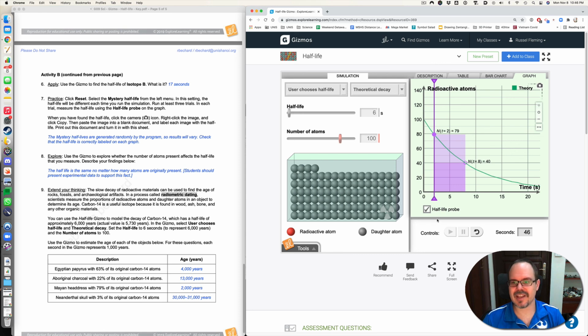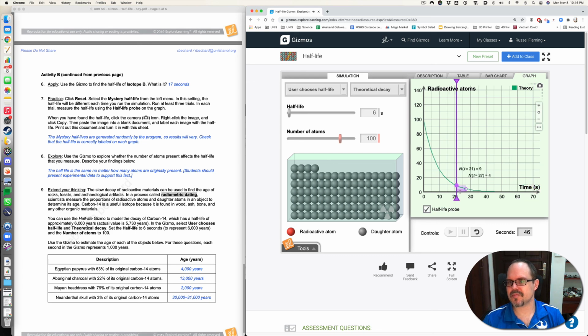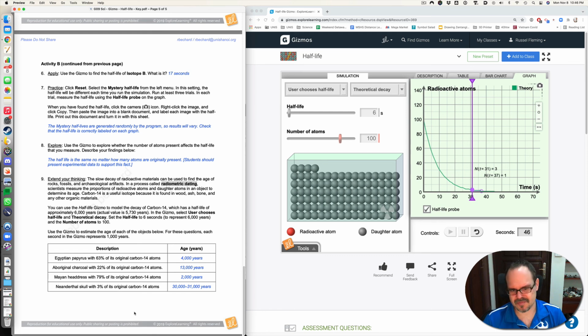With 3%. Oh, let me zoom out now. Where am I? And they have a range there because both 30 and 31 are 3%, so that's 30 to 31,000 years, and that's how they got those numbers there. That's completely fine. Hopefully you got it, or if not, hopefully this helped.